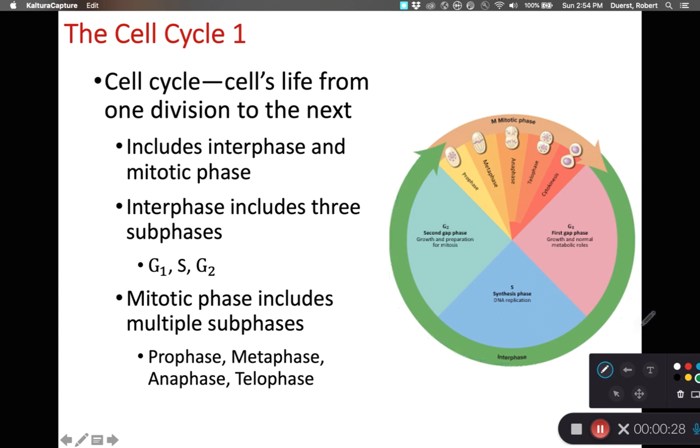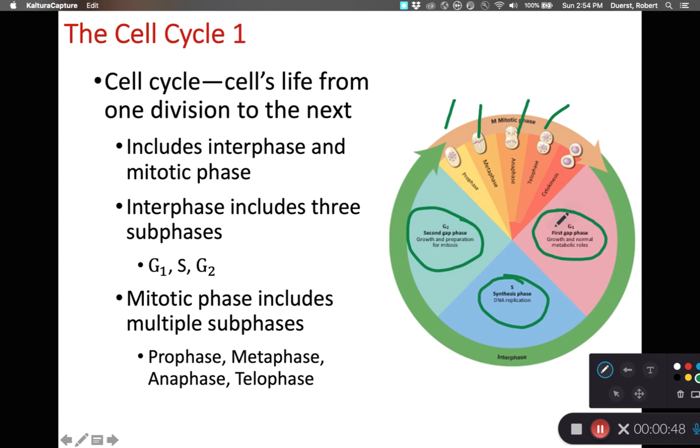Interphase has three subphases: G1, G2, and then the S, or synthesis phase. G1 is for the first gap, G2 is for the second gap. And then the mitotic phase can be broken up into multiple subphases where we have prophase, metaphase, anaphase, and telophase, which is going to be centered around replication of the nucleus, and then cytokinesis, which is going to be focused on the division of the cytoplasm.